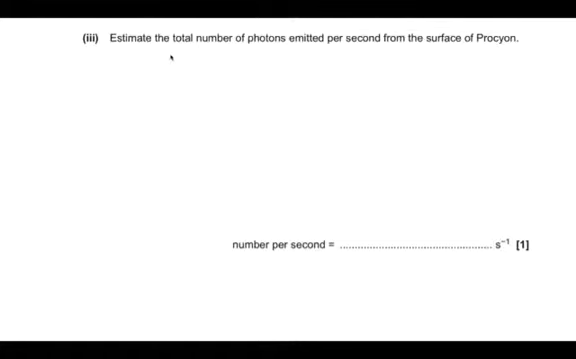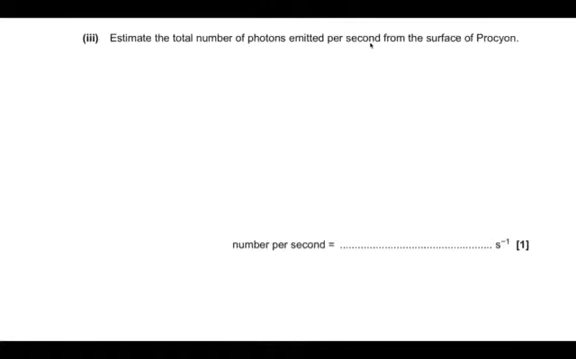Part 3, this is a good question. Estimate the total number of photons emitted per second from the surface of this star. Now, most of the students did struggle to get the right answer here. It could be that you've run out of time, or it could be that it's just a little bit of a tricky question. So, what I'm looking for is the number of photons emitted per second.